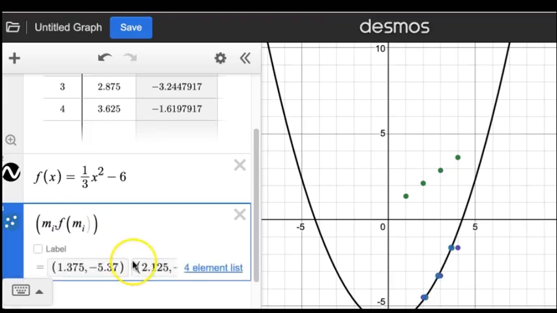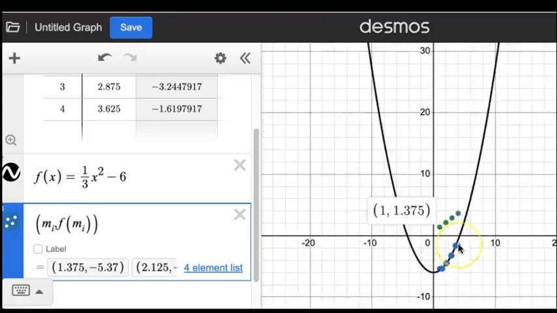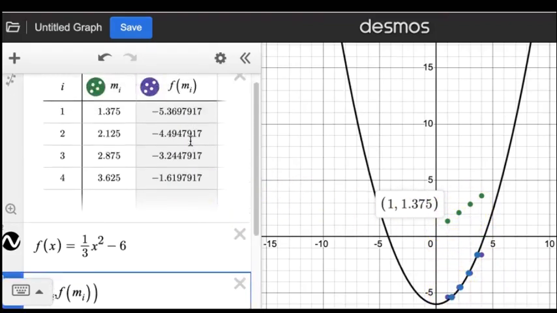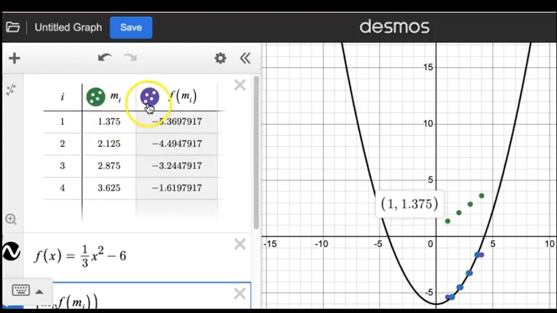There we go. Isn't that cool? And so it lists all the ordered pairs, and you'll see that they're blue, that little blue icon. And if you look at the graph, let me move this up just a little bit, you'll see the graph has those blue dots. So just so it's not confusing, I'm going to go back up to the table, and I'm going to get rid of the green and purple dots representing m sub i and f of m sub i. So now we just see there what we have.